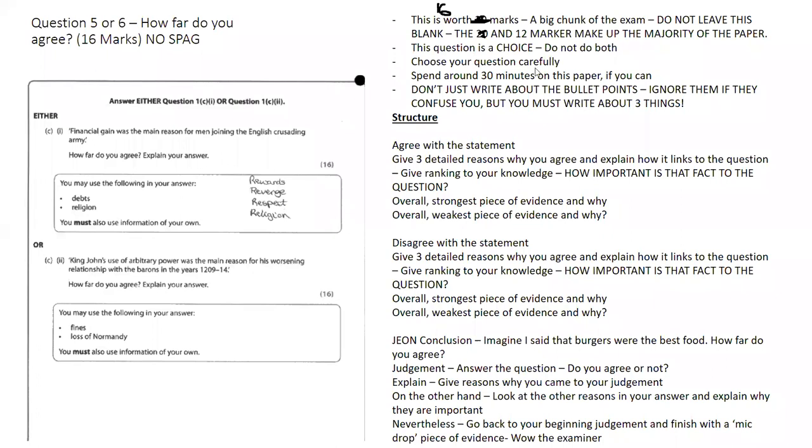And like paper 1, if you agree, give 3 detailed reasons why you agree and link it to the question, and give a ranking: strong knowledge, less strong. Overall, at the end of the paragraph, what's your strongest piece of evidence and why, and what's the weakest piece of evidence and why, to help you answer the question. Then you disagree with the statement. So you give 3 detailed reasons why you disagree and explain how it links to the question. Give a ranking, how important is that? And then strongest piece, weakest piece. And then your conclusion.